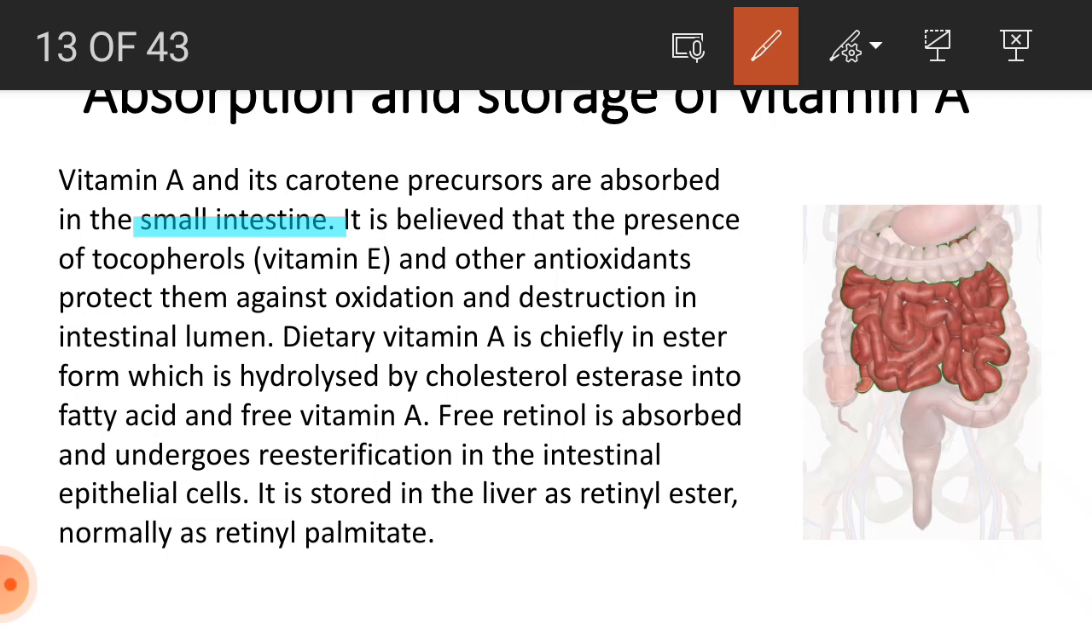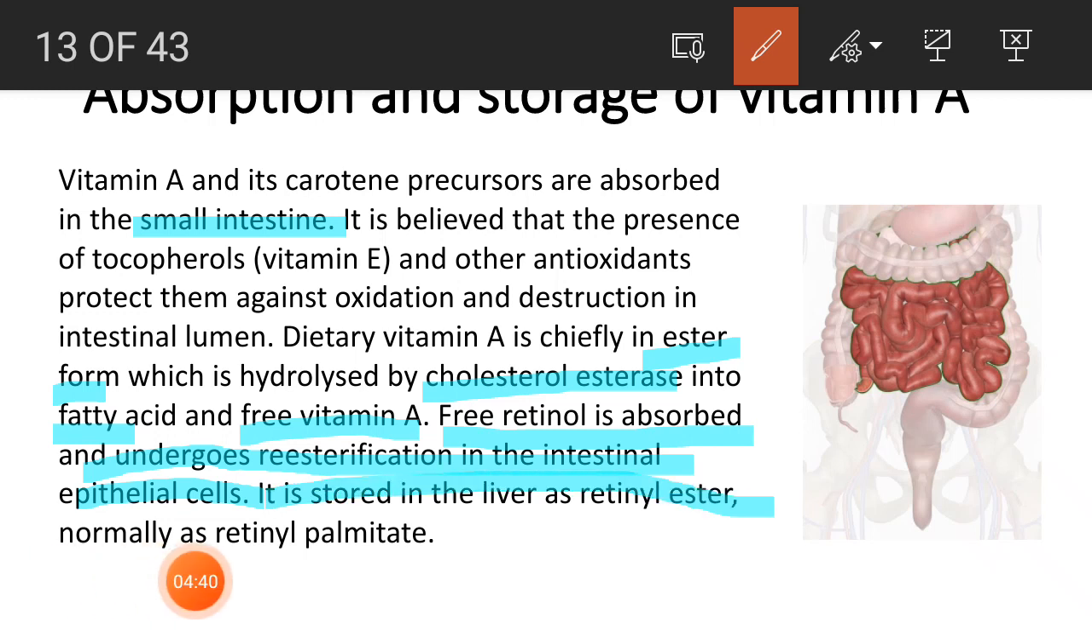Dietary vitamin A is chiefly in ester form, which is hydrolyzed by cholesterol esterase into fatty acids and free vitamin A. The free retinol is then absorbed and undergoes re-esterification in the intestinal epithelial cells. It is stored in the liver as retinyl ester, normally as retinyl palmitate.